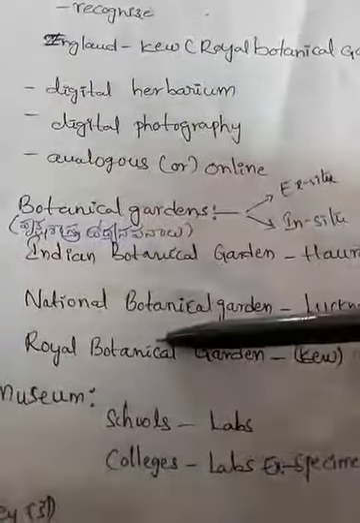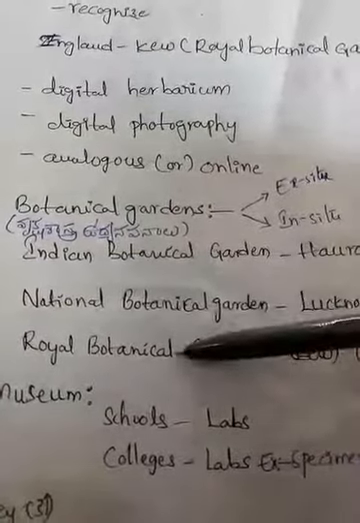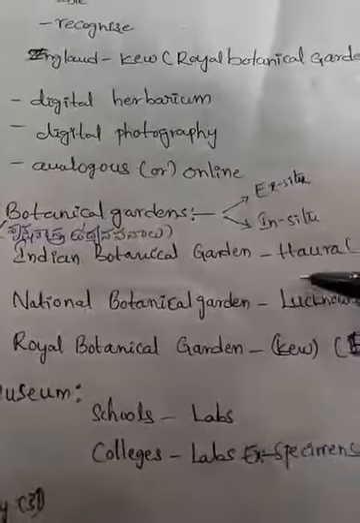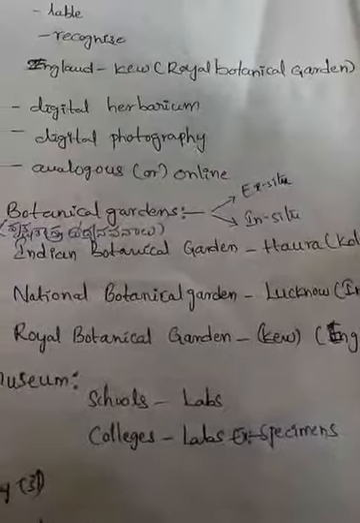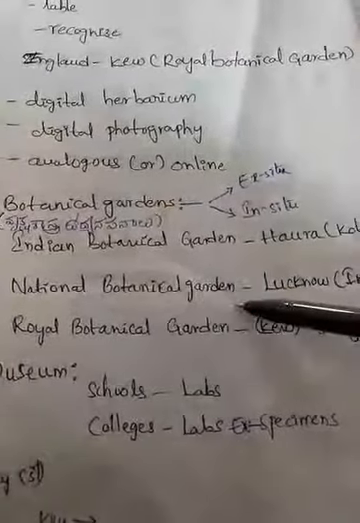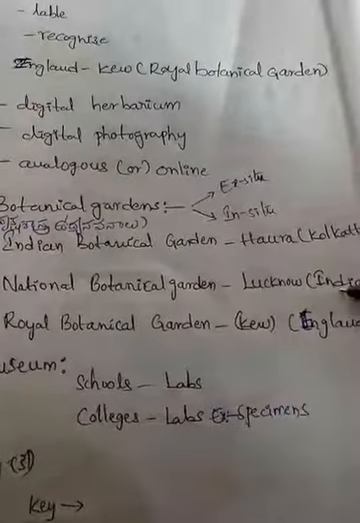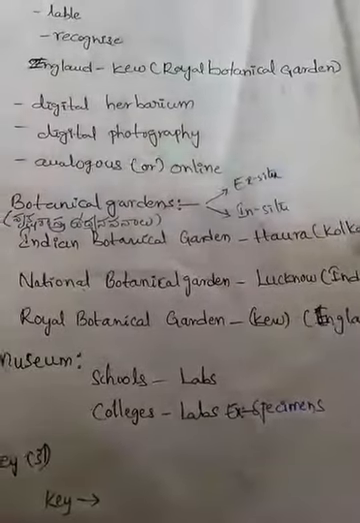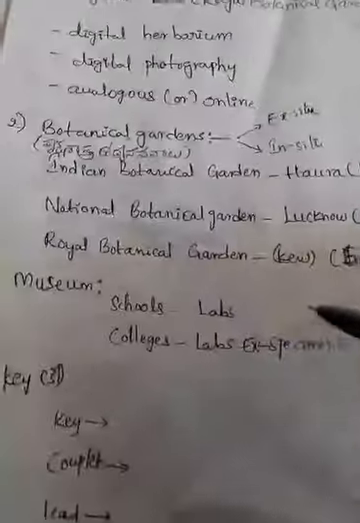The three largest botanical gardens are given below. Those are the Indian Botanical Garden at Howrah in Calcutta, the National Botanical Garden at Lucknow in India, and the Royal Botanical Garden at Kew in England.